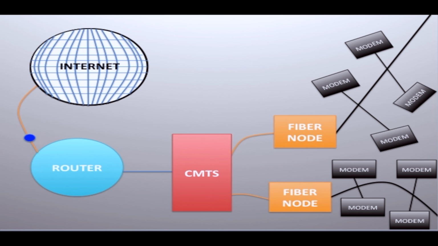We'll explore how data travels from the internet through the cable provider's network, and finally to the subscriber's modem. We'll also look at the DOCSIS standard and how cable companies use fiber optic technology to deliver high-speed communication. So let's get started.